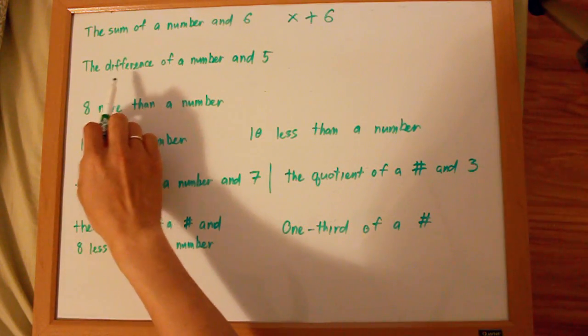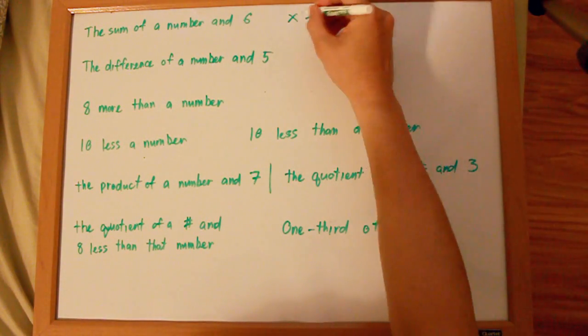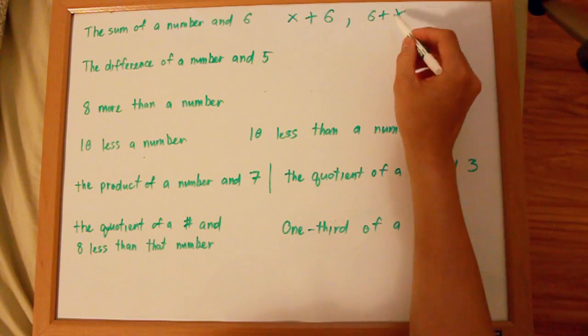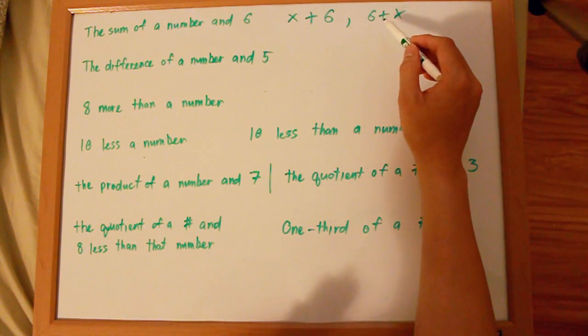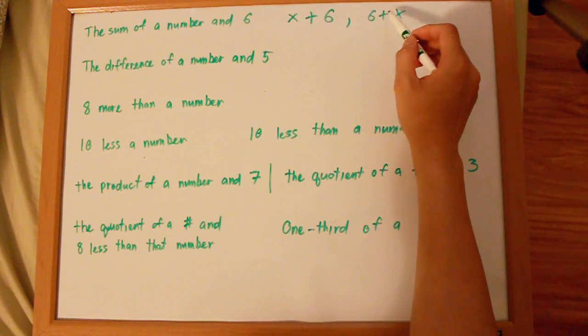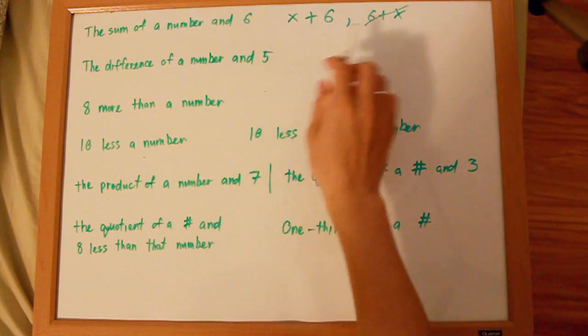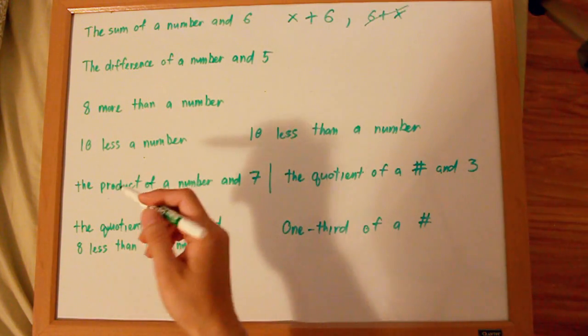I just want to mention it is x plus 6, but it is not 6 plus x. Even though in this case it's the same, we want to try to stay away from doing it like this, because you can see why the order is important in the next few problems.